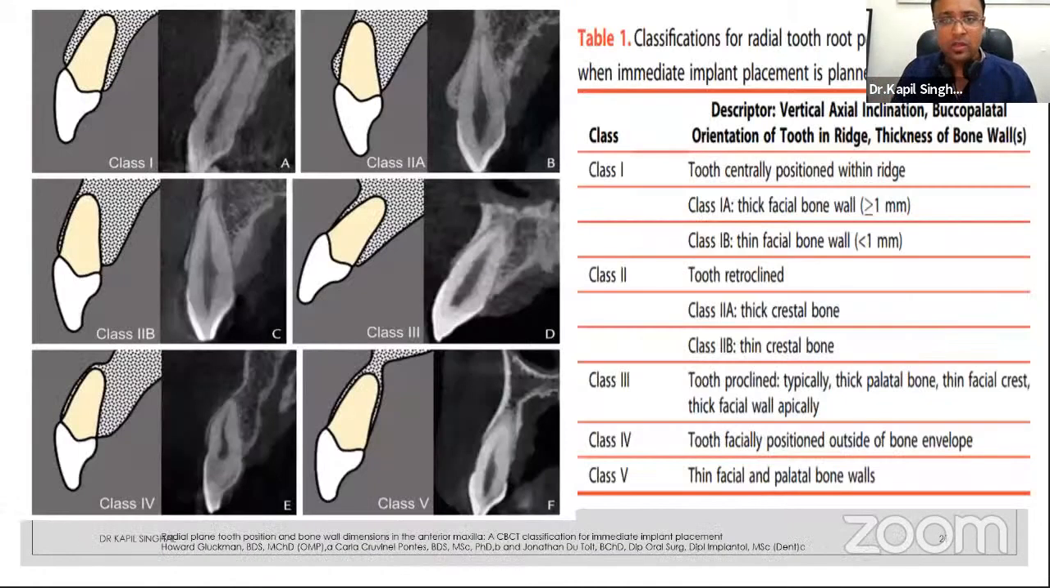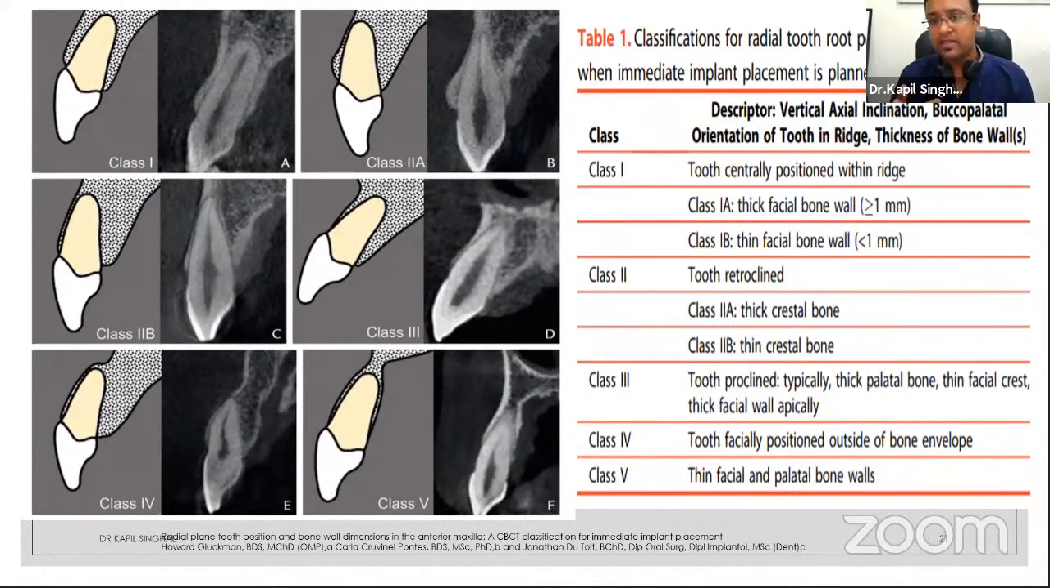One more very important classification was given by Howard Gluckman, and he classified the anterior tooth based on the position of the tooth in the socket on the CBCT. He classified it into class 1, class 2, class 3, class 4, and class 5. This is a very practical classification when you are planning an implant case in the anterior part of the maxilla. A very important classification.